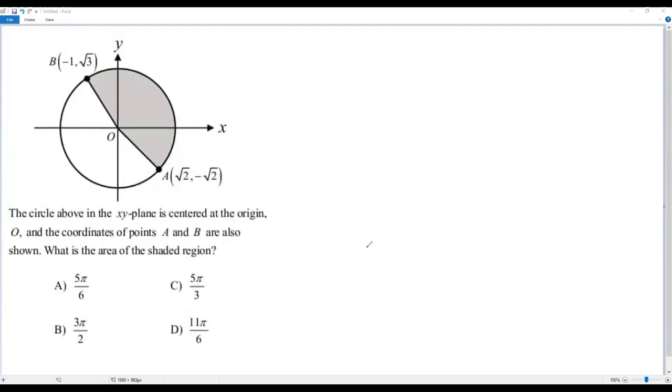Here we have a SAT math problem. Okay, let's go to the question. The circle above in the xy plane is centered at the origin O, and the coordinates of points A and B are also shown. What is the area of the shaded region? Okay, here we have to find the area of the shaded region.